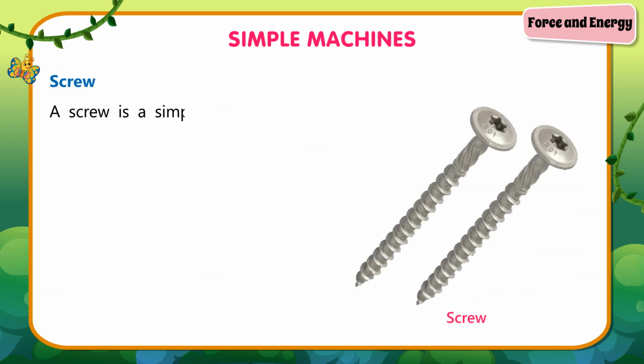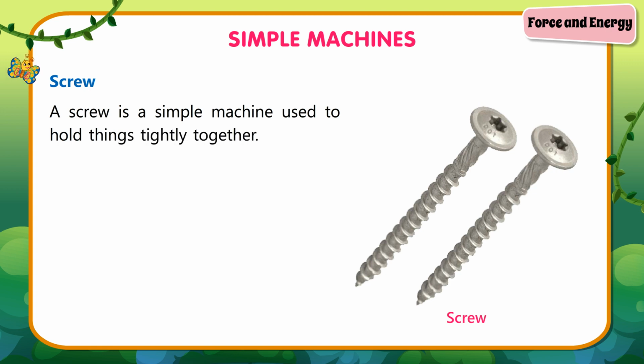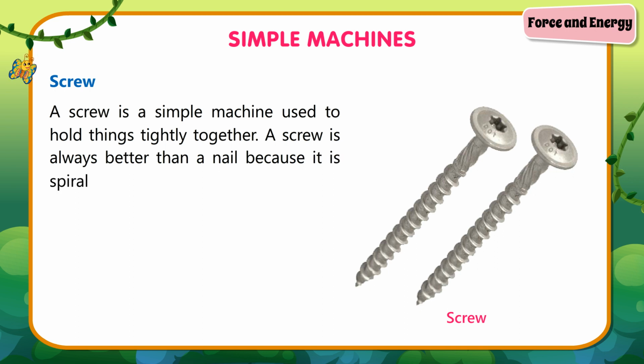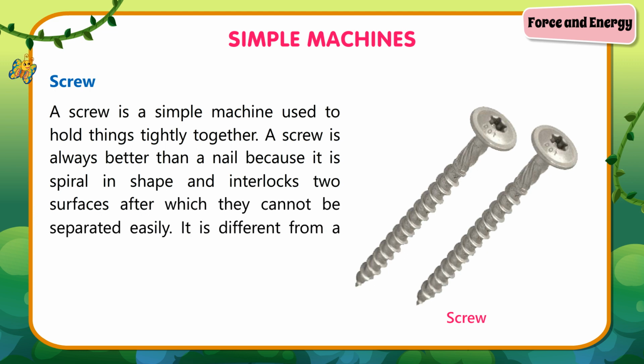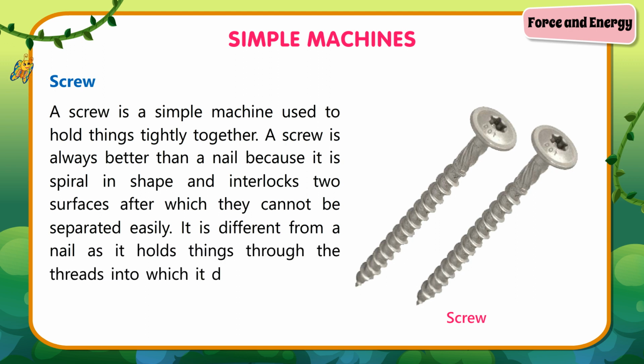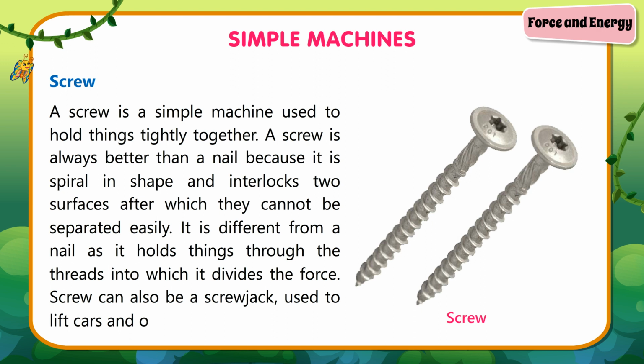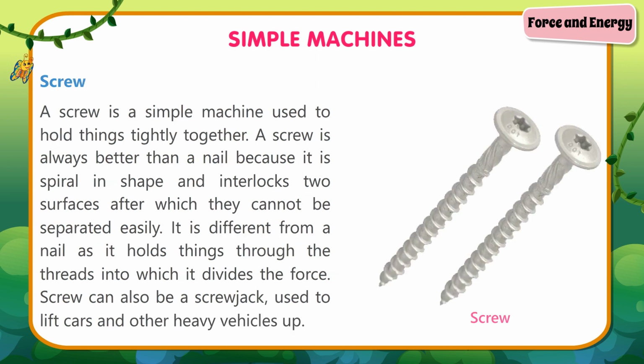Screw. A screw is a simple machine used to hold things tightly together. A screw is always better than a nail because it is spiral in shape and interlocks two surfaces, after which they cannot be separated easily. It is different from a nail as it holds things through the threads into which it divides the force. A screw can also be a screw jack, used to lift cars and other heavy vehicles up.